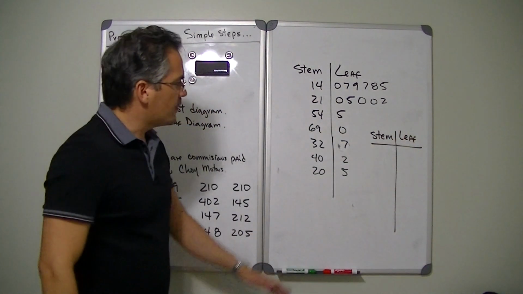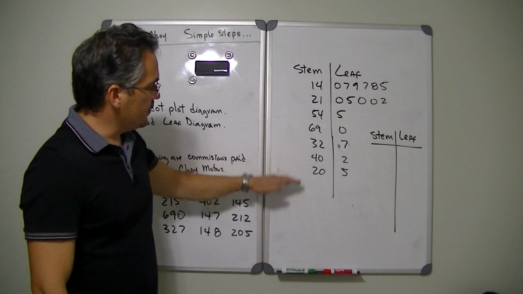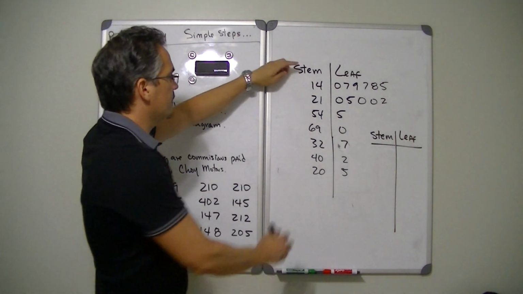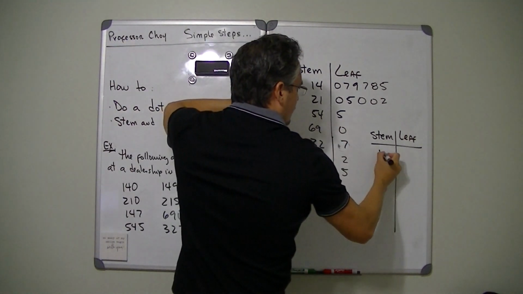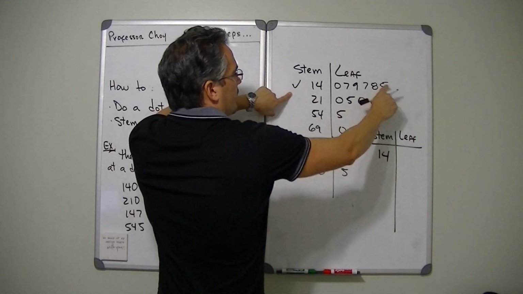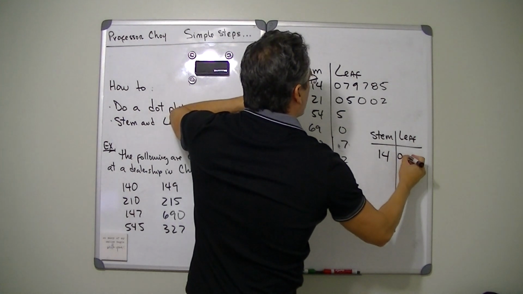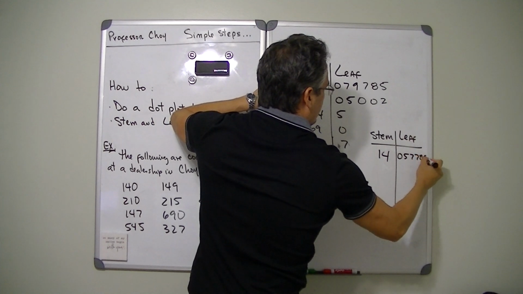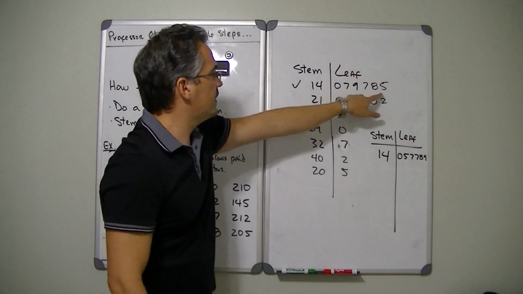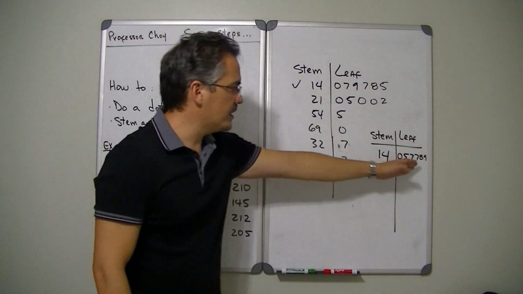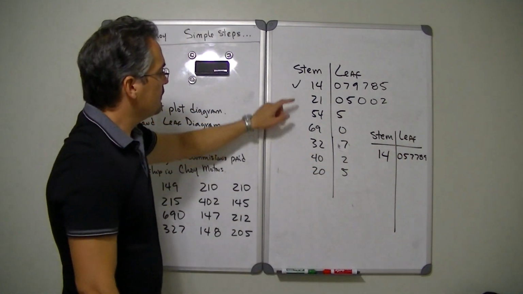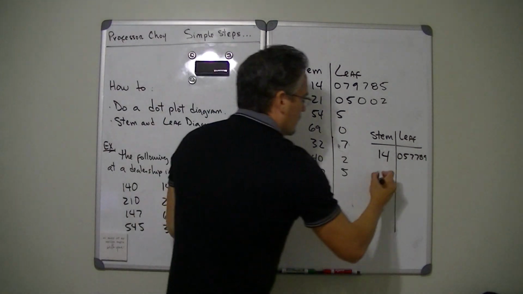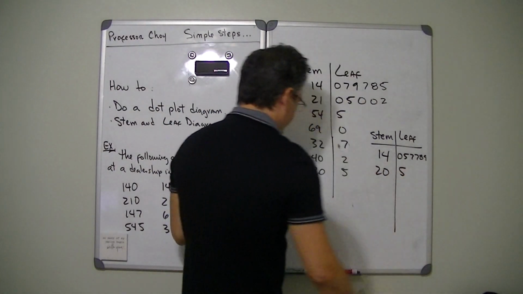Alright, so for our pretty one, we're going to put it smallest to largest. So we're going to start with this 14 here. We're going to put the 14, and then we're also going to organize this. So we're going to do 0, 5, 7, 7, 8, 9. Notice that I put it in order. Alright, for the next one, the next number here is 20. So we're going to put a 20 and a 5.